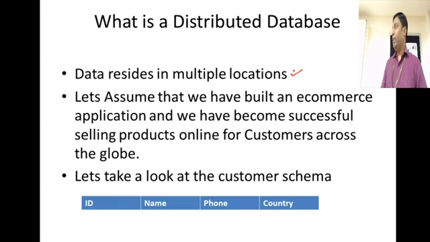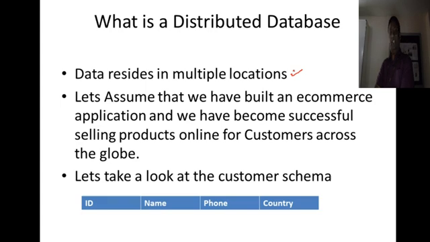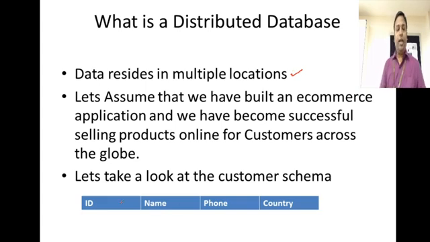So let's take a scenario as I told you. Let's assume that we have built an e-commerce web application and we have become successful selling products online to customers across the globe. Say we are a US based company selling products to customers across the globe. For my application, I'm going to store the data of customers using the schema given here. So I have the ID, name, phone number, company, and country for all my customers.